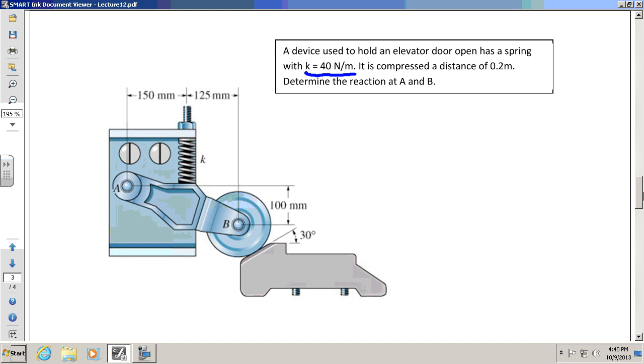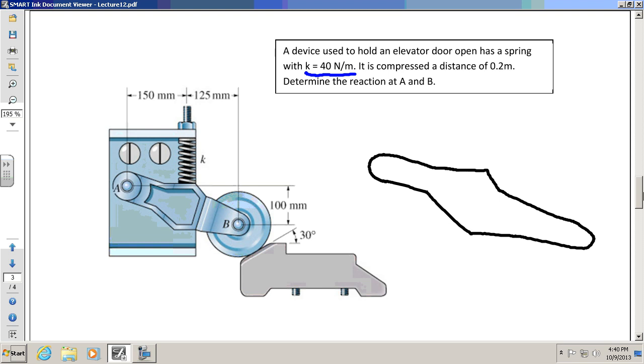So let's first think. I see this bracket of some sort that's connected between A and B, and we got a spring. That spring is somehow involved in that thing. Let me draw the bracket the best I can. I'm not a great drawer. Something like that. And then you've got A. It's pinned at A, so you say, Ax, Ay.